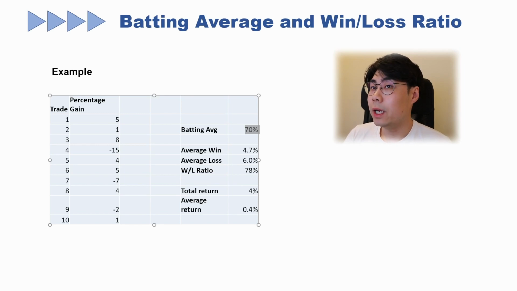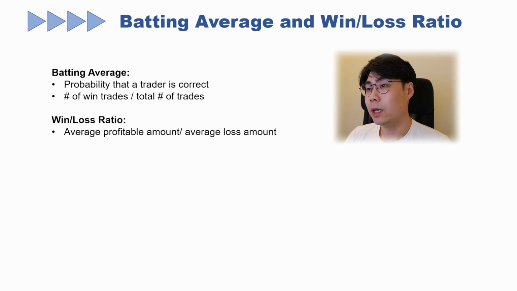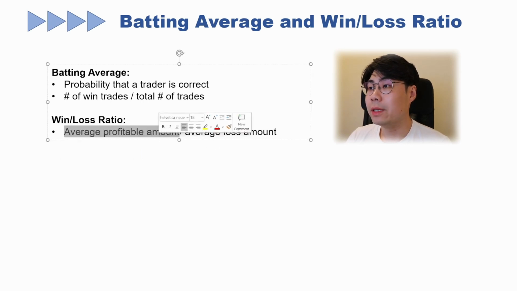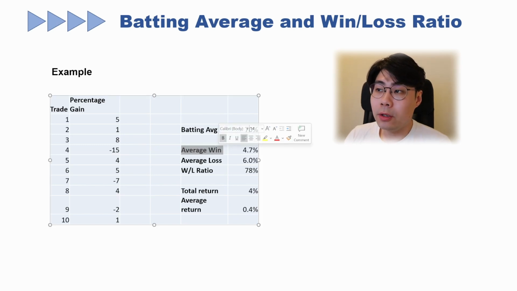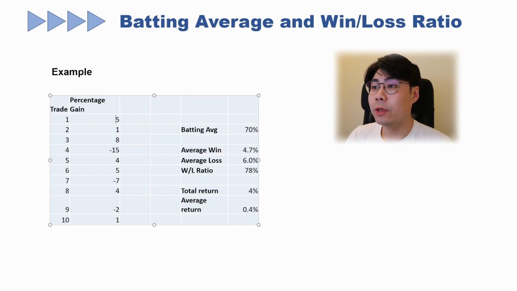So then we want to calculate the win-loss ratio. We know that the win-loss ratio is the average profitable amount over the average loss amount. So let's calculate the average win first, right? To calculate this, all we have to do is add all the trades where he won together, divided by the total wins that he has. So in this case, we add 5 plus 1 plus 8 plus 4 plus 5 plus 4 plus 1. So that's all the percentage gains that he had, divided by a total of 7 because he won a total of 7 times, right? So in this case, we get 4.7%.